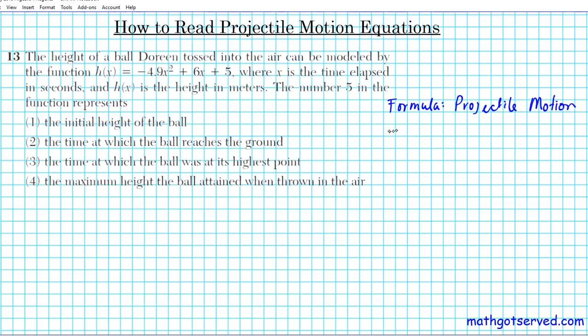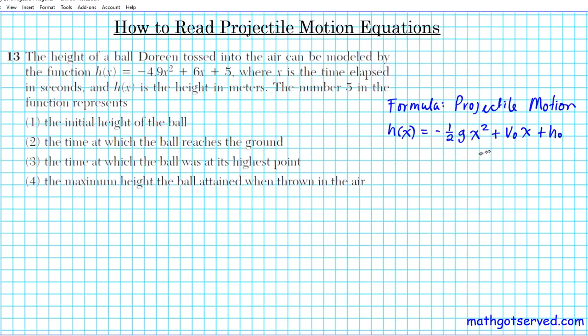Alright, so your projectile motion equation is h of x. Sometimes it's written in terms of t. The independent variable here is x, so we're going to use x. h of x equals negative 1/2 gx squared plus v sub 0 x plus h sub 0.